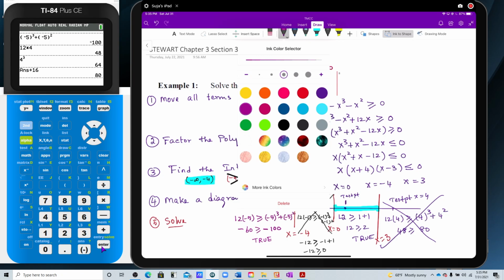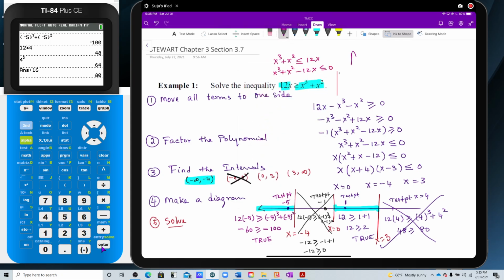If you're asked to write the answer to this problem, the answer is all the numbers from negative infinity to negative 4, including negative 4. And why do I include it? Because the question has a greater than or equal to sign. Union, and all the numbers from 0, including 0, to 3, including 3. So this will be the answer for this question.